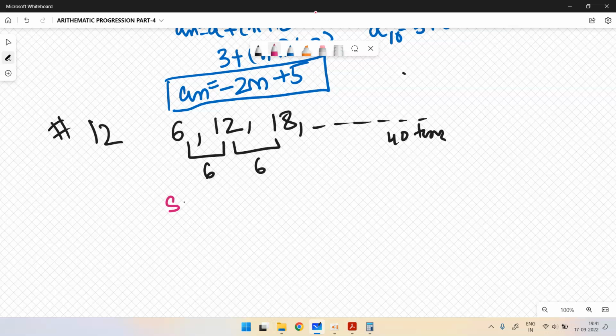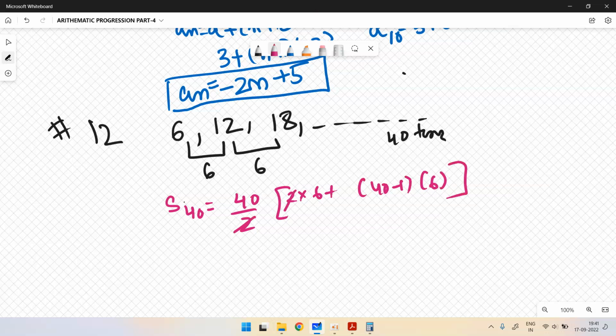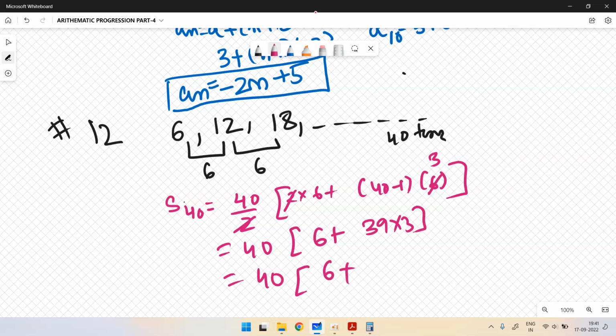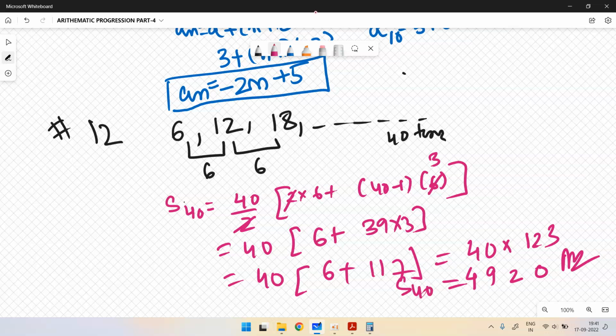The sum of 40 terms is n by 2 times 2a plus n minus 1 into d, which is 40 by 2 into 2a plus 39 into 3. Cutting directly, this is 40 into 6 plus 39 into 3, which is 40 into 6 plus 117, that is 40 into 123, which is 4920. So S40 is 4920. The sum of 40 terms will be 4920, which is the answer.